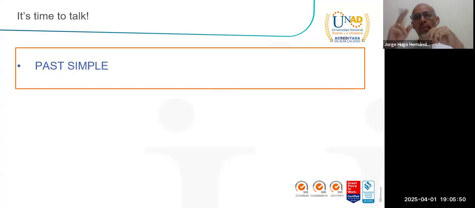In English, you can say both of them: past simple or simple past. Both are the same. Both are correct. No problem with that. And when we say past simple or simple past, we are talking about activities we did yesterday, we did last week, we did last year. So activities that have finished.